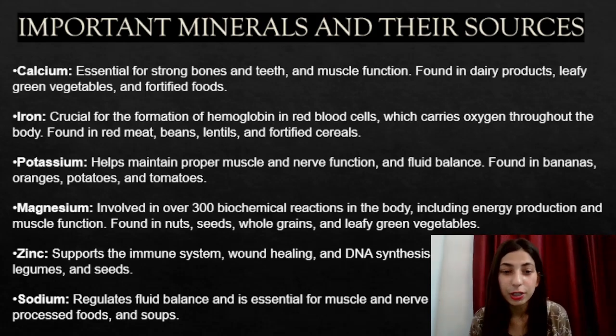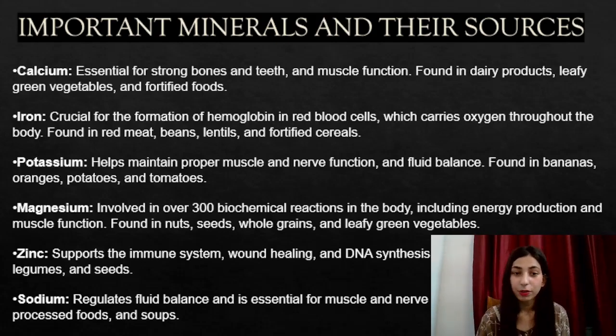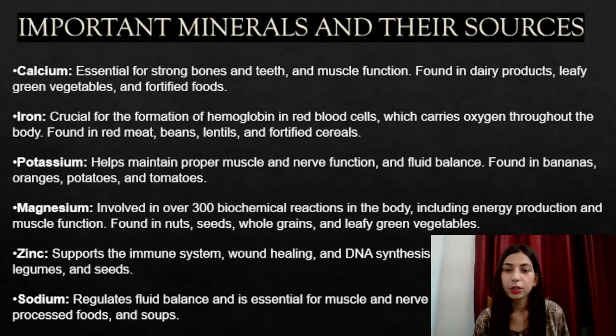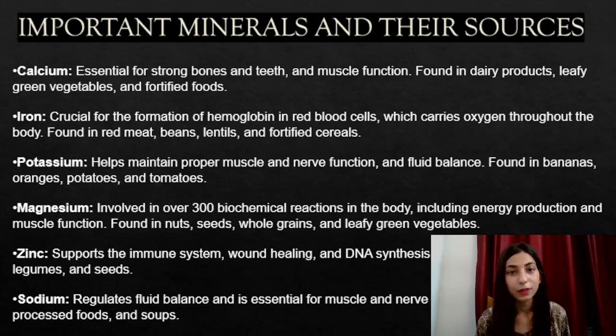Then we have potassium. Potassium helps maintain proper muscle and nerve function and fluid balance. Potassium is found in bananas, oranges, potatoes, and tomatoes. Then we have magnesium. Magnesium is involved in over 300 biochemical reactions in our body, and it includes energy production and muscle function. Found in nuts, seeds, whole grains, and leafy green vegetables. So magnesium, a very important mineral.